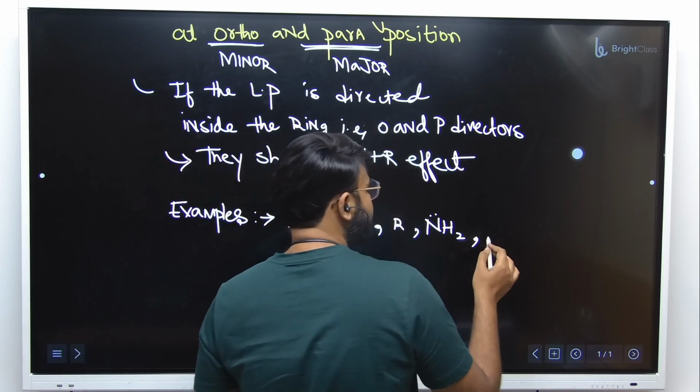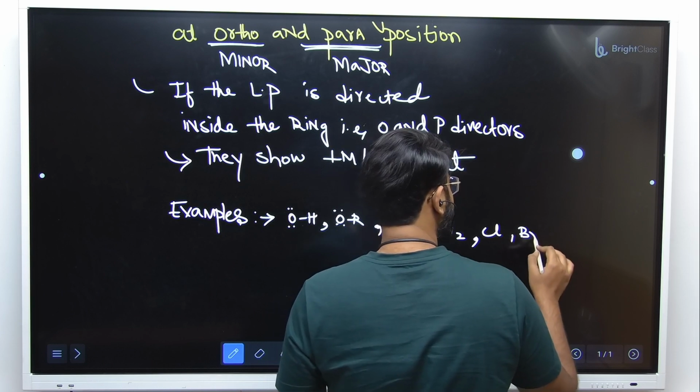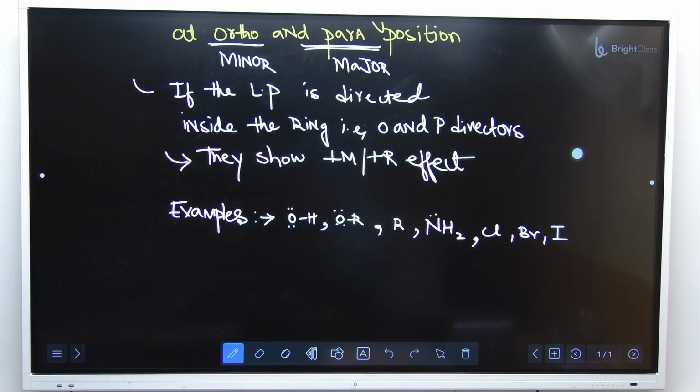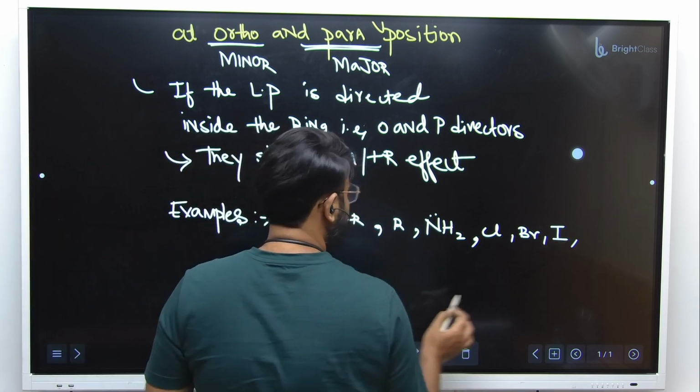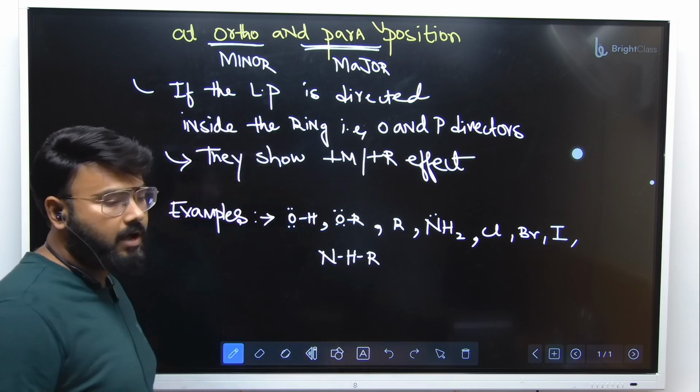Then all the halogens like chlorine, bromine, iodine. Guys, write down these are if they are present in the ring. All of you write a note. If they are present in the ring, they are ring activators. I hope it's clear. Got it? There are more. One more you can take, this group also is a ring activator.